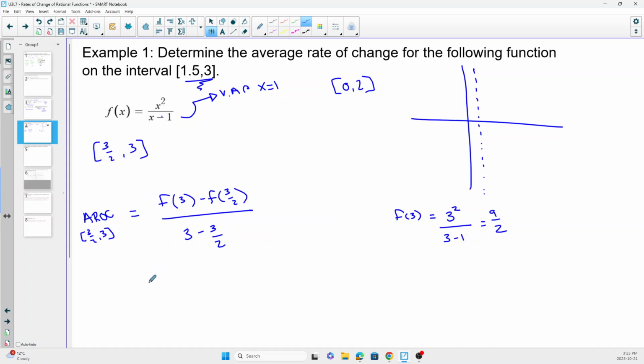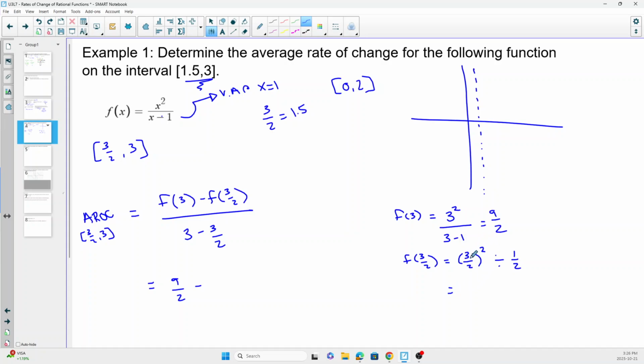So here we've got the function value at 3 is 9 over 2 minus the function value at 3 over 2. So this one's going to be a little funkier. We're going to have 3 over 2 squared divided by, I'm going to write it as division rather than as a quotient, because a quotient on top of a quotient is not that cool, 3 halves. So remember that 3 over 2 is 1.5. So if I have 1.5 minus 1, I'm left with 0.5, which is 1 over 2. So I'm dividing that by 1 over 2.